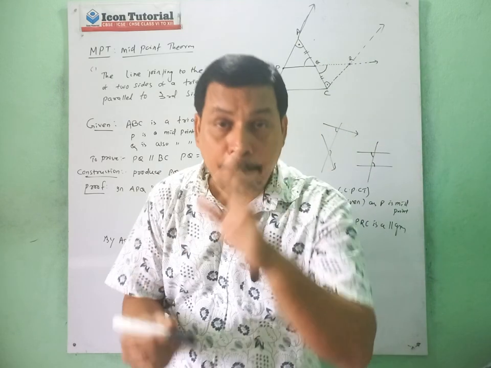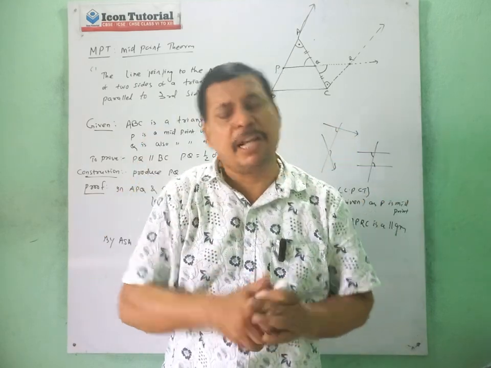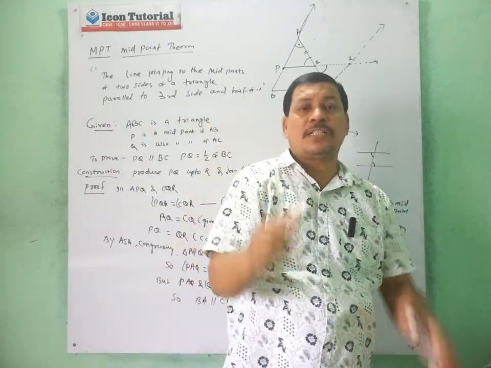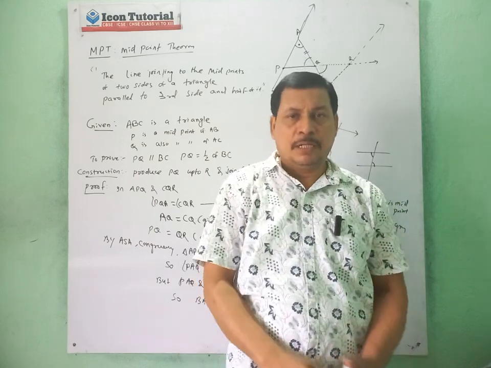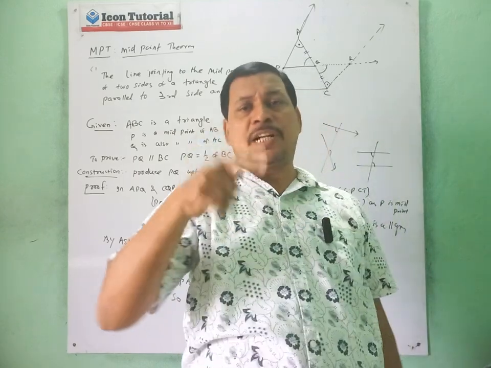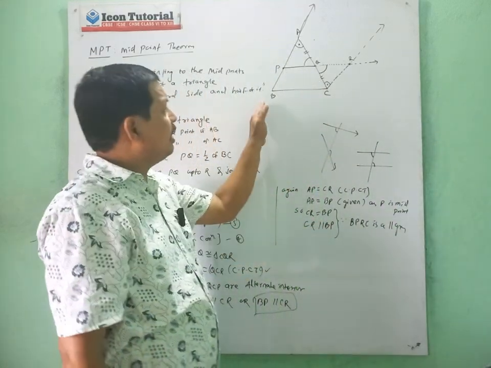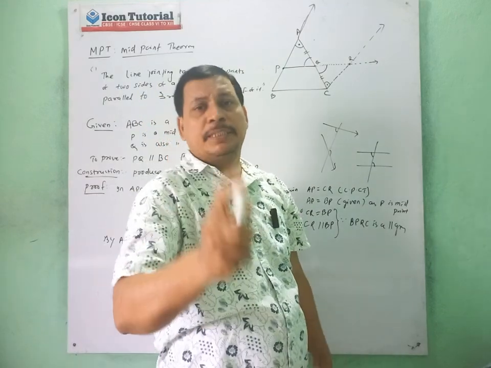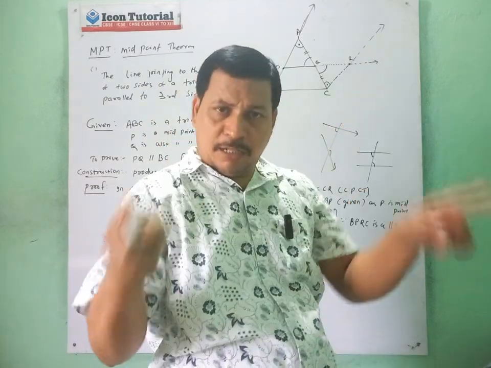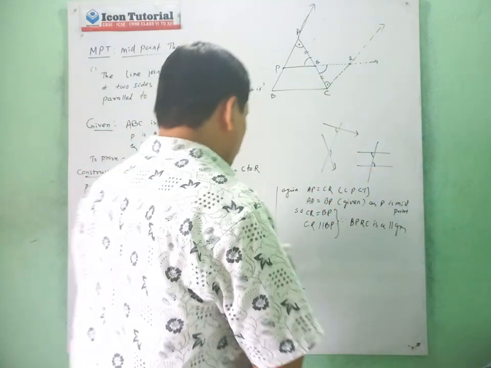Any quadrilateral whose opposite sides are equal and parallel must be a parallelogram. Understood? Any quadrilateral whose opposite sides are equal and parallel must be a parallelogram. So since BPRC is a parallelogram, opposite sides are equal and also parallel.